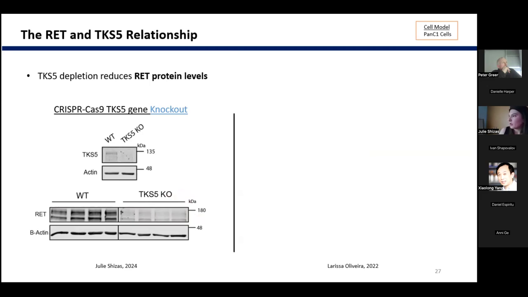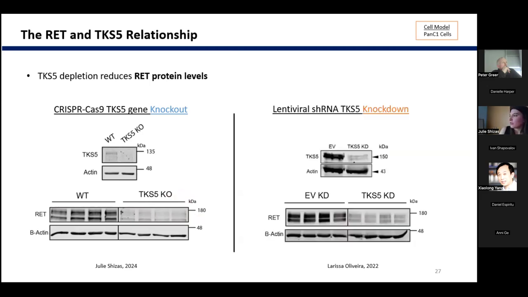But if we go back to 2022 and look at Larissa's work, we see that when we used a lentiviral shRNA TKS5 knockdown, a completely different method of bringing down TKS5 levels, there's a very similar observation, where RET levels also decrease considerably in the TKS5 knockdown.